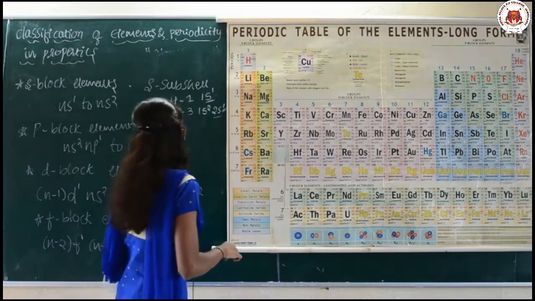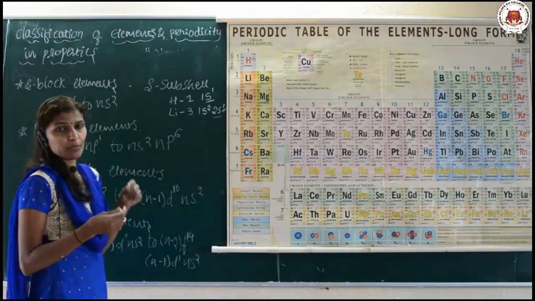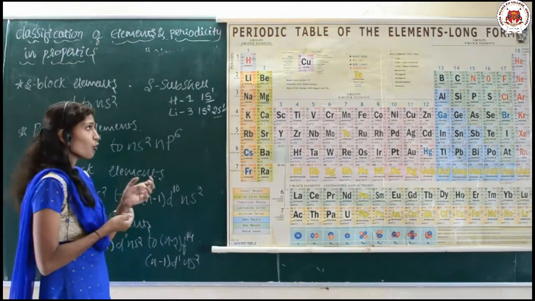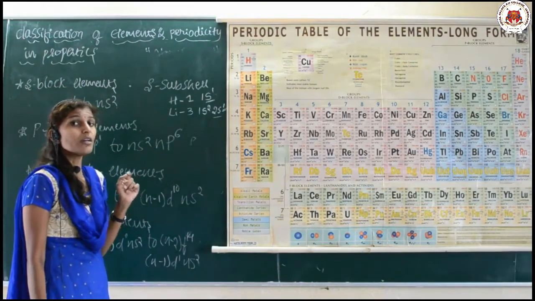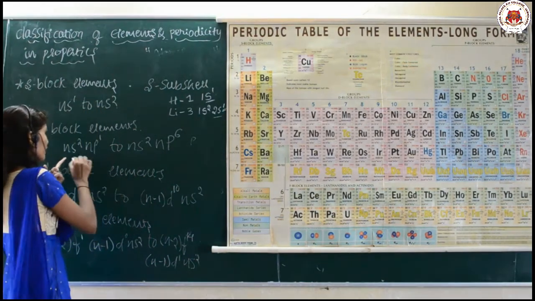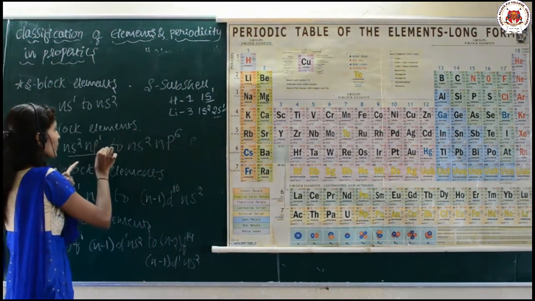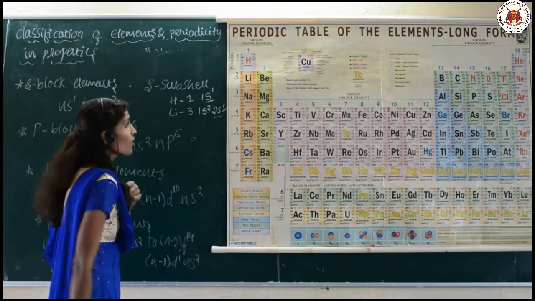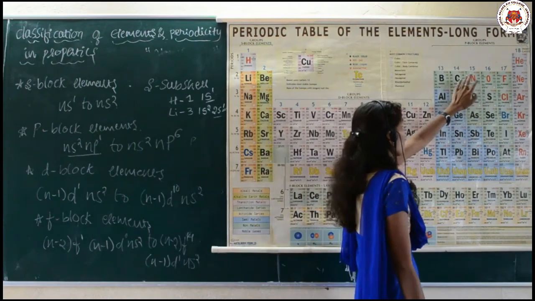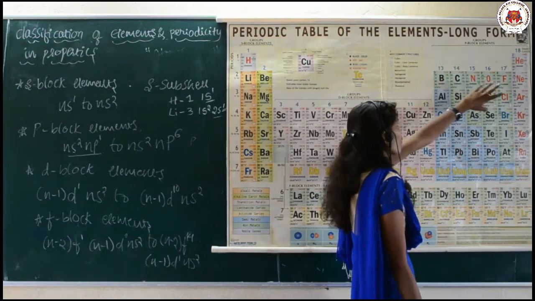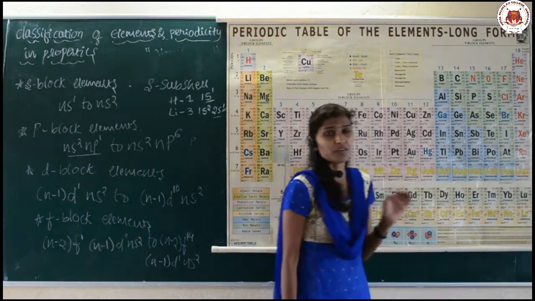Then the next one is P block elements. P block element means again the last electron enters into the p subshell, and its configuration is ns2 np1 to ns2 np6. See here, the p block elements are present here. Group number 13 to group number 18 are called p block elements.